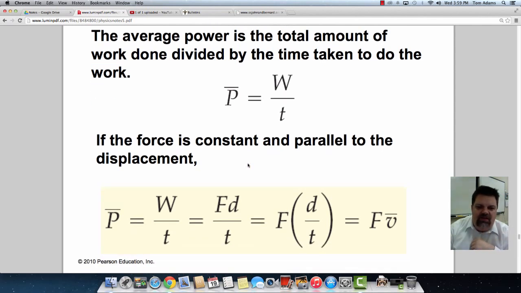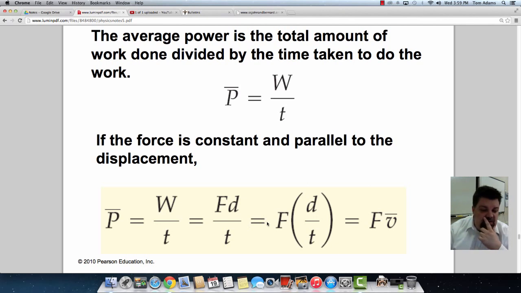But remember that work done on an object is the force times the displacement. Well, we have Fd over t. If I pull the force out, then d over t, remember that displacement over time is really the velocity. So we can calculate power a lot of ways. We can calculate power by work divided by time. We can calculate power by force times displacement over time. We can calculate power by force times velocity.